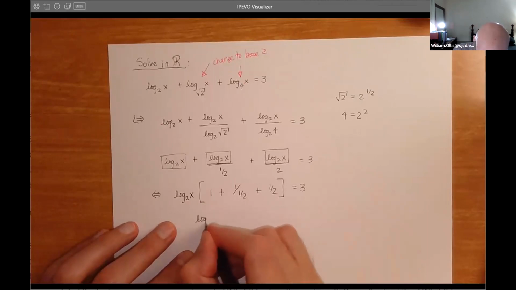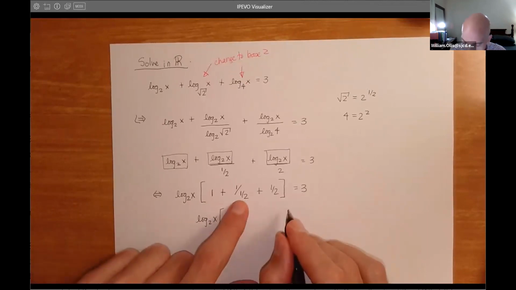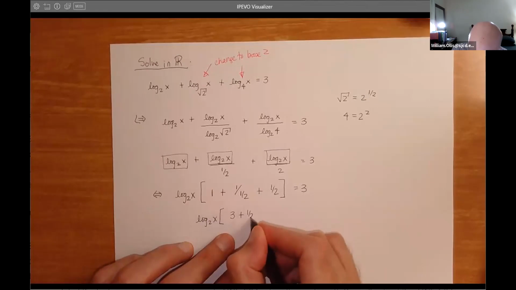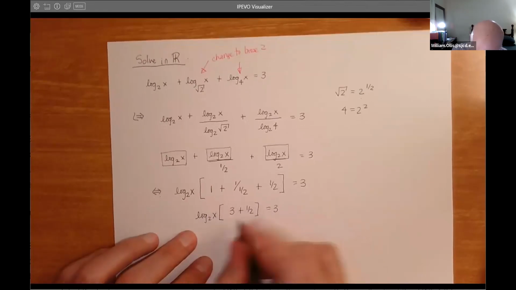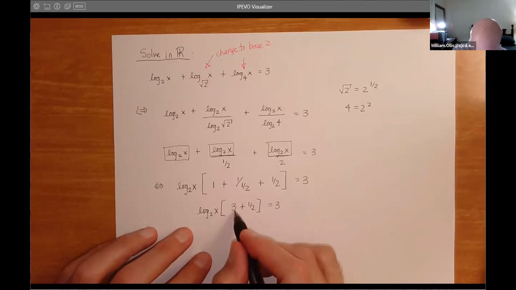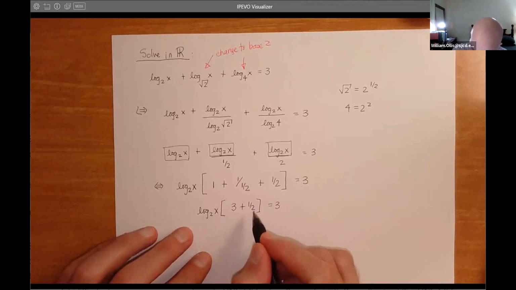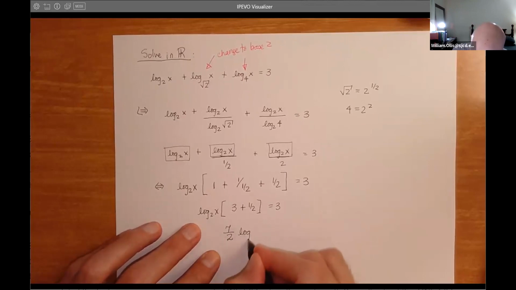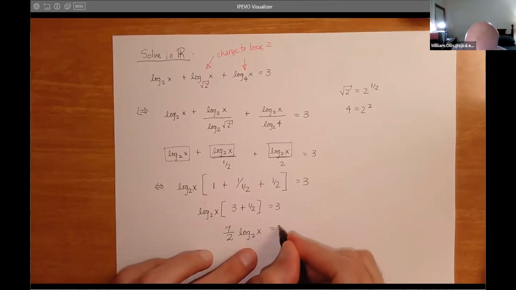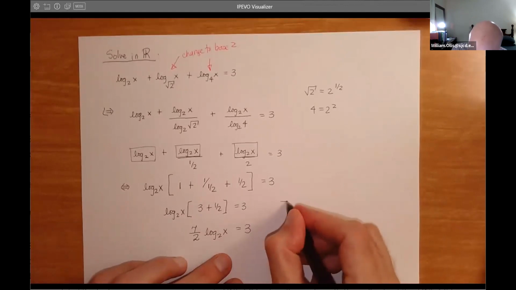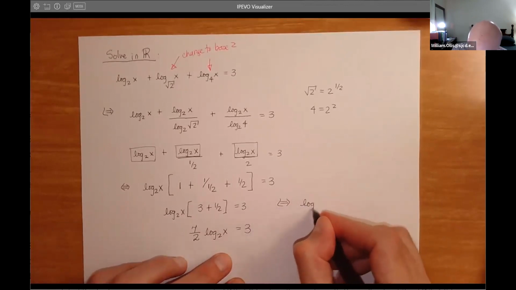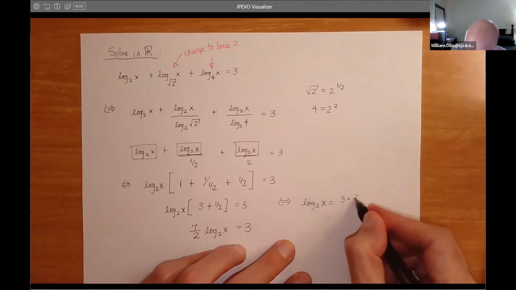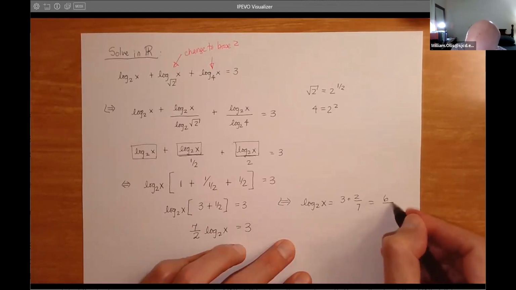So we have log base 2 of x. So of course, the reciprocal of 1/2 is 2. So 2 plus 1 is 3, plus 1/2 equals 3. So now, if you will, this is just 6 over 2 plus 1 over 2, which is 7 over 2. So we have 7 over 2 times the base 2 logarithm of x equals 3. So now we'll just solve for base 2 logarithm of x. This will just be, in this case, 3 times what? 2/7, which is 6 over 7.